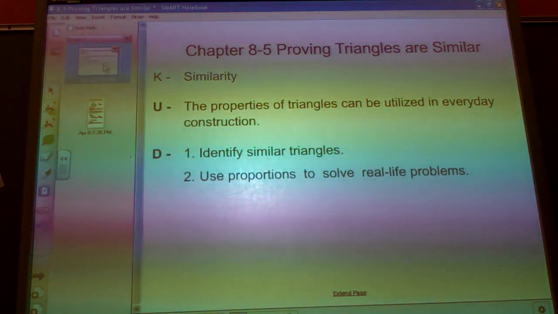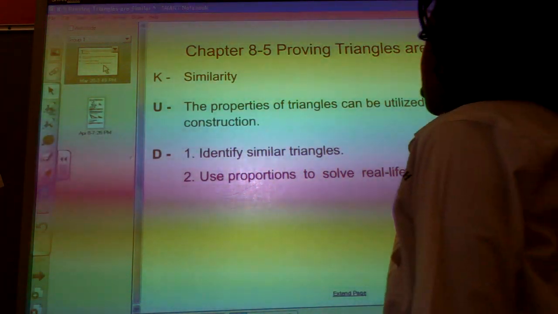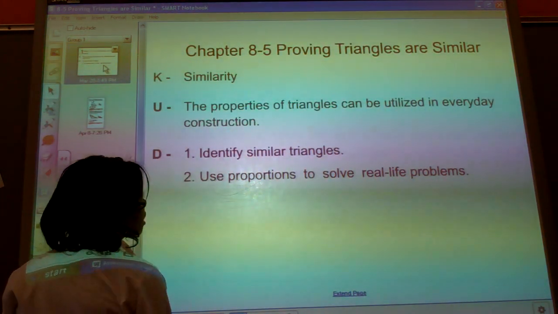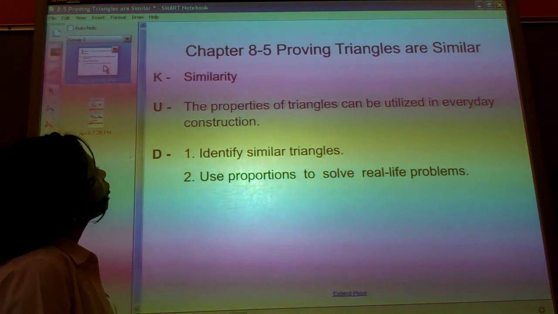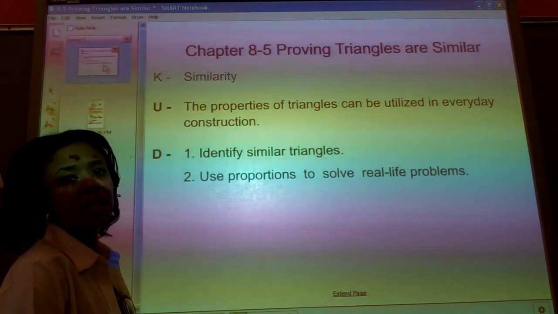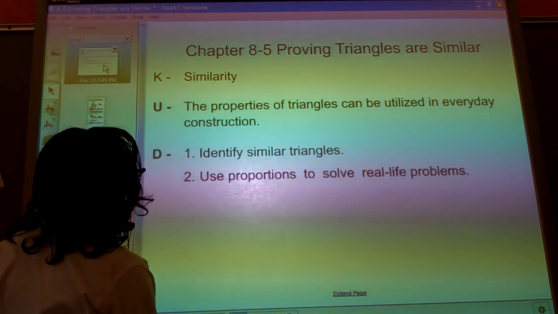This is chapter 8-5, proving triangles are similar. Please copy your cuts. I believe this section should be rather simple for y'all. I'm not trying to insult your intelligence, but this is related to some old things that we've done in the past.